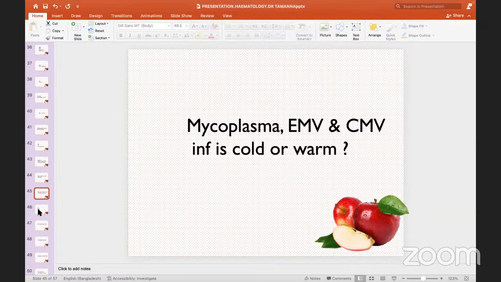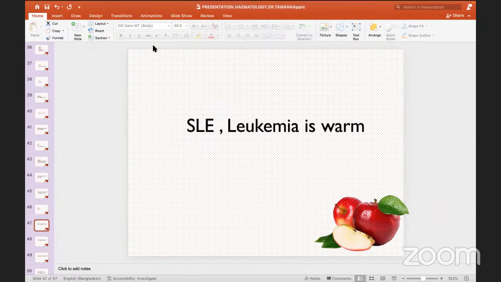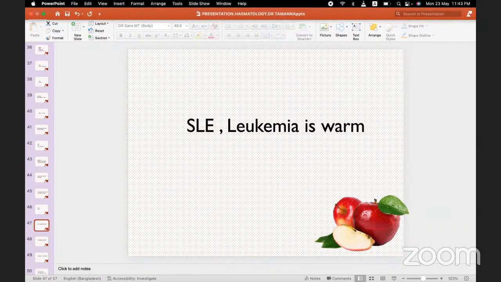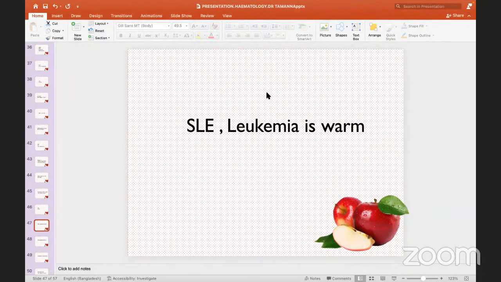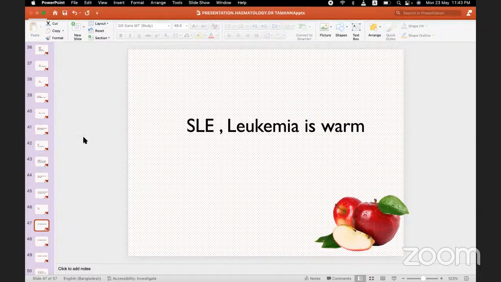And what is the cause of warm then? Warm is slow. So SLE, leukemia, they are slow. So it is IgG type. Okay, this question came many, many times in exam.